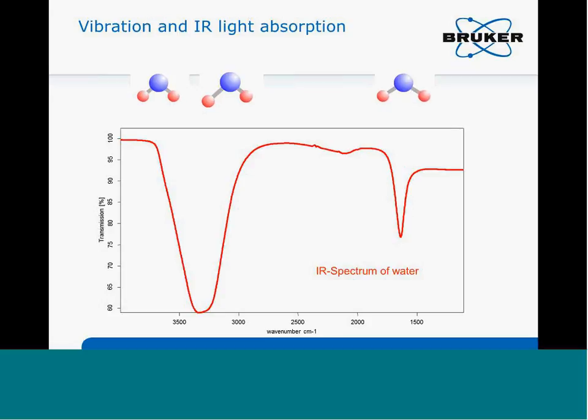The model is simple, so the spectrum is also simple. There are only a couple of bands in the spectrum. One band is around 1,600 wave numbers, related to the bending vibration of the molecule, and a broad band around 3,300 wave numbers. It actually consists of two bands, related to symmetric and asymmetric stretching vibrations. So a very simple molecule gives a simple spectrum.